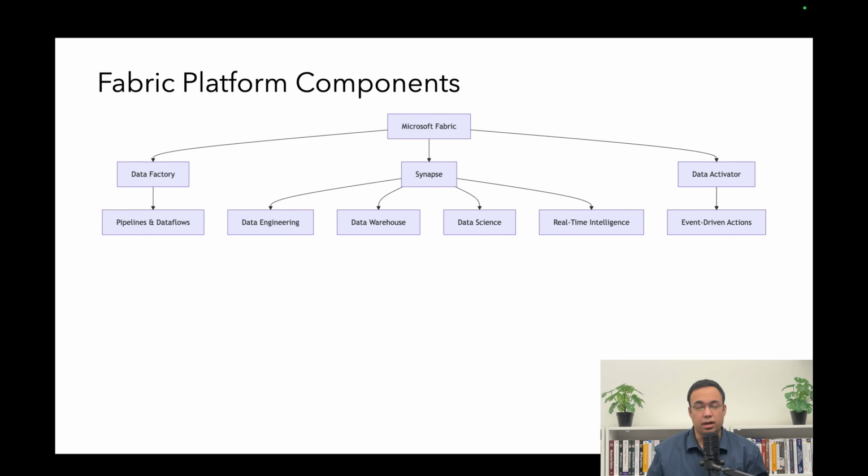Then you have Data Activator, which enables event-driven actions. This lets you set up automatic responses when certain conditions are met in your data. Each of these components shares the same underlying storage layer, which we call OneLake, and they all draw from the same compute capacity pool. This shared foundation is what makes the integration seamless compared to traditional architectures where you would constantly move data between separate systems.